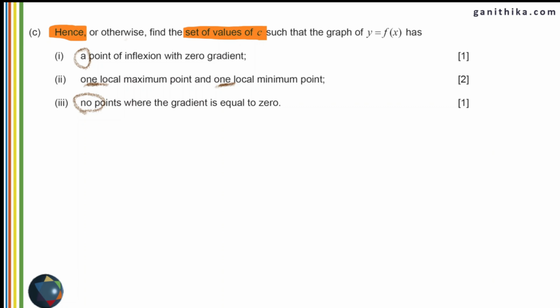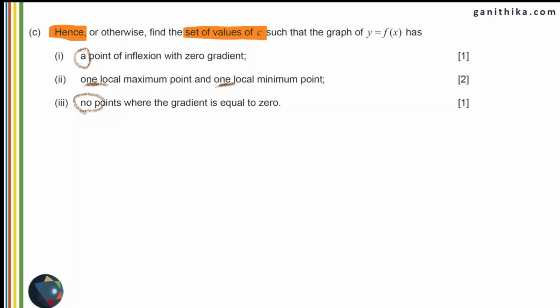In the second case, you should be having 1 local maximum and 1 local minimum point. In the third case, you are supposed to be having no such points where the gradient is equal to 0, which means there are no stationary points in the function. So in these 3 conditions, what will be the set of values for c? What values of c will give you each of these conditions is the question. So in the previous question, you were asked to find the derivative of the function. So how can you use it here in question C?